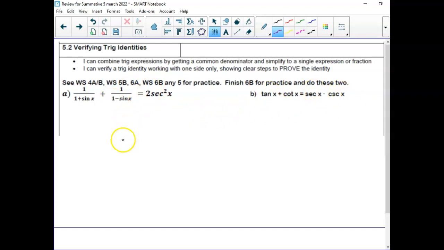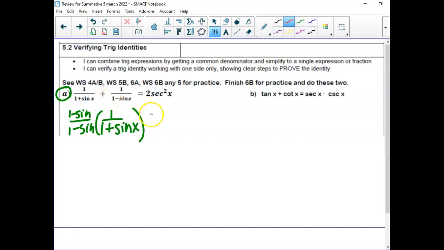What do you have to do with this one before you can get it to become a 2 secant squared? What are we going to have to do when we have adding fractions? Yeah, we're going to have to get a common denominator. I'll try not to be too picky about how you show that, but this one, 1 over 1 plus sine, would need to multiply by a 1 minus sine over a 1 minus sine. And I'll leave out the x's for a little space here. And then that would be multiplied by the 1 over 1 plus sine that's already there.